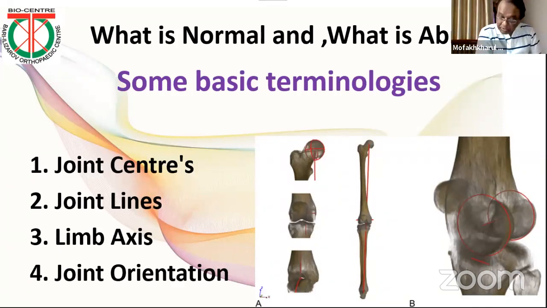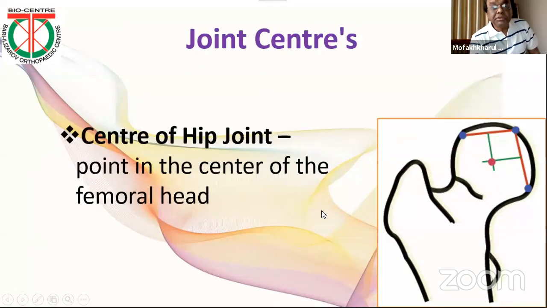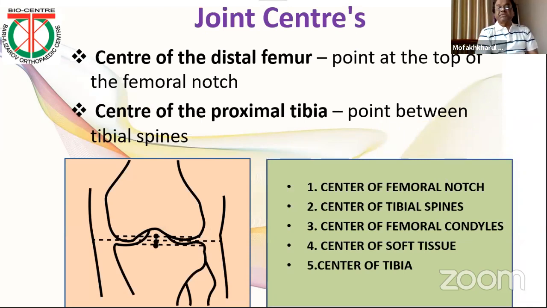Some basic terminologies, most of the orthopedic surgeons know them. I repeat them for your kind consideration. You see four things here: joint center, joint line, limb axis and joint orientation. See, the hip joint point is the center of the femoral head. These are the four things.